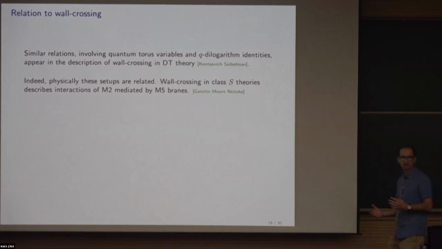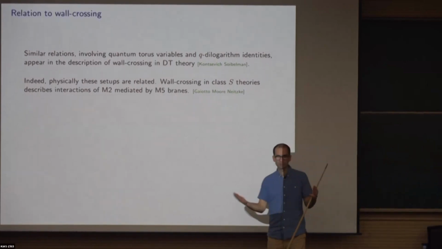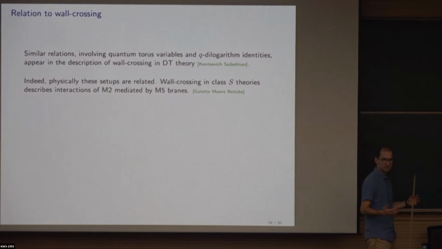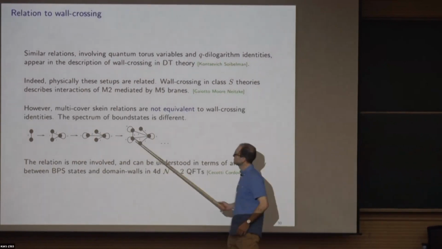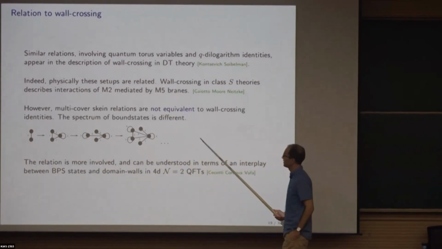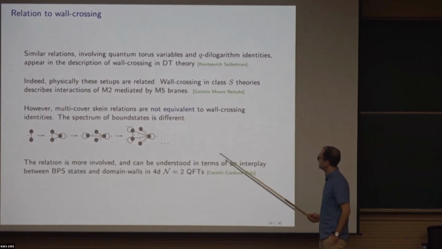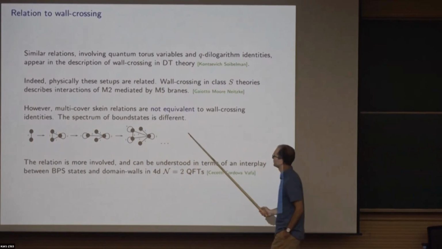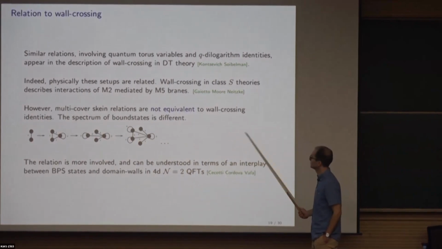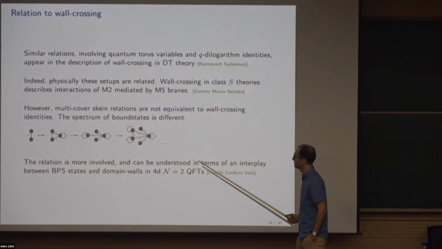We wrap the M5, well, I'm going to tell you in a moment, we wrap the M5 on a 3-manifold instead of a Riemann surface. But again, we count BPS states that arise from M2 branes, which interact through the M5 brane. However, it's not quite the same mechanism. Well, the setup is slightly different. And if you look closely at these multi-cover skein relations, then you realize that they're not quite equivalent to wall crossing identities. They're related, but not equivalent.